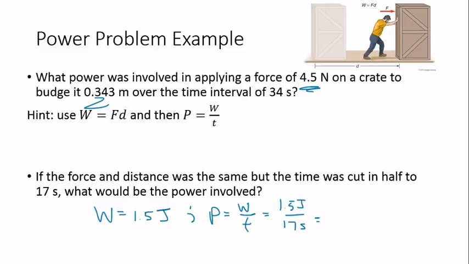And you get, oh goodness, okay, divided by 17. Okay, so instead of 0.045 watts, I got 0.088 watts. Seems like it should be right at twice the amount. Okay, well that's close enough. I think it's from rounding. So notice that in half the time we basically doubled the power.